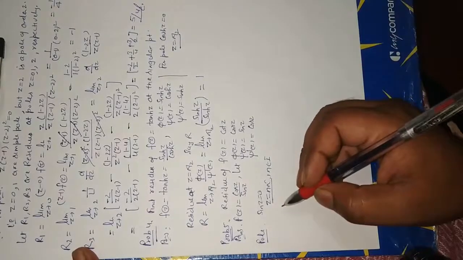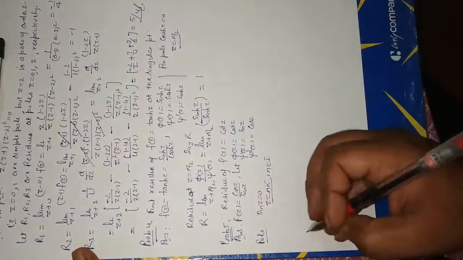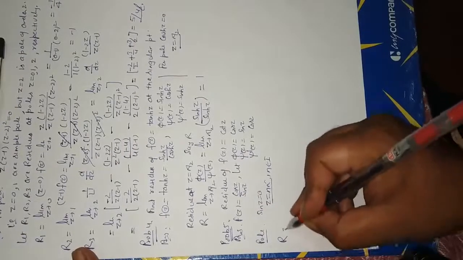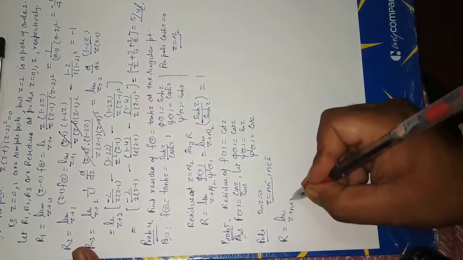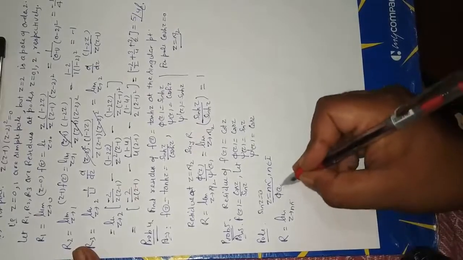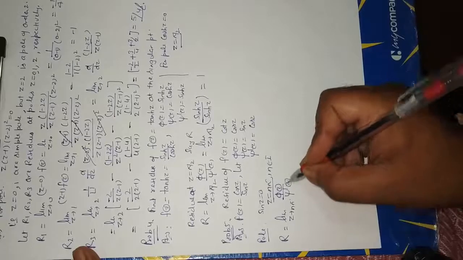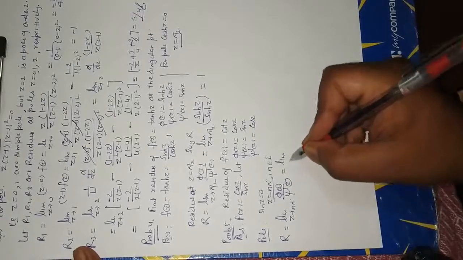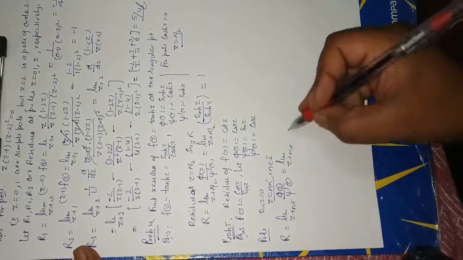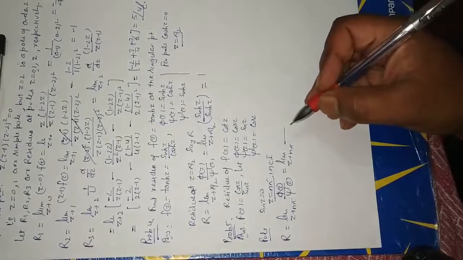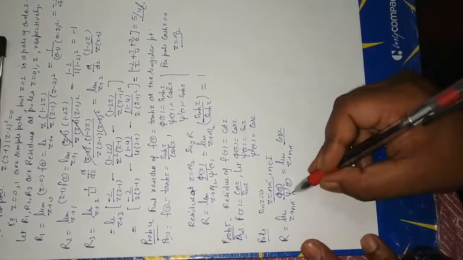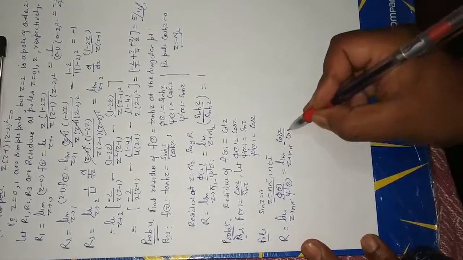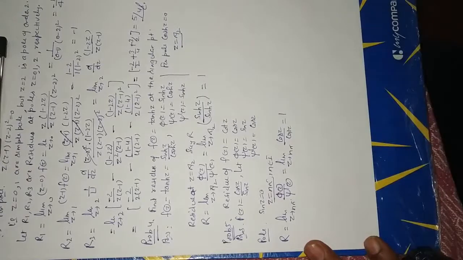Say the residue at z is equal to n pi can be written as r, limit z tending to n pi of phi(z) upon psi dash z. Limit z tending to n pi, the value of phi(z) is cos z, and now the value of psi dash z is equal to cos z. This will be 1. Okay.